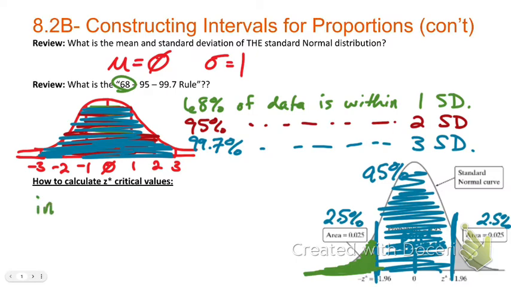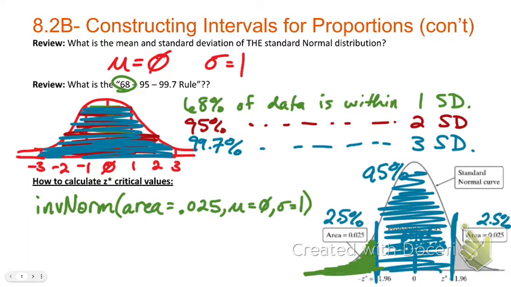So if I use inverse norm here, and I put in that lower area that is not being captured, the 2.5%, then I've got that area. The mean of the standard normal distribution is 0. The standard deviation is 1. What that's going to tell me is what z-score cuts off the lower 2.5%. And that will be exactly my z-star critical value. Now, if you use this lower area, you're going to get the negative version of the z-star critical value. But because the 95% is the middle and it's symmetric, your positive z-star critical value is just the positive version of the number you get.